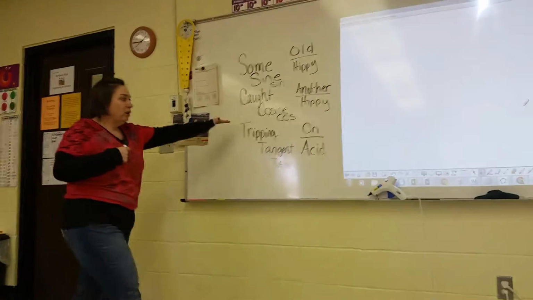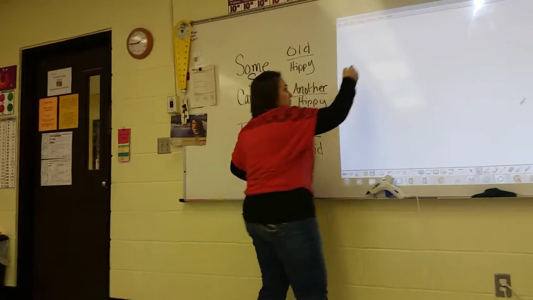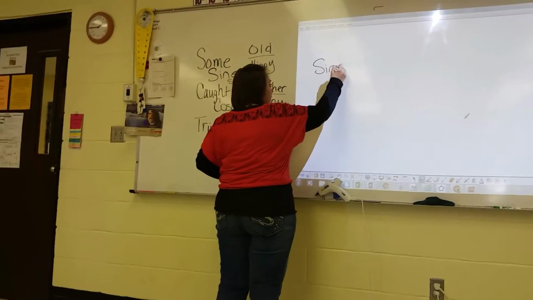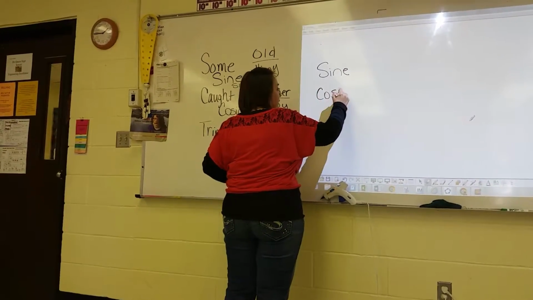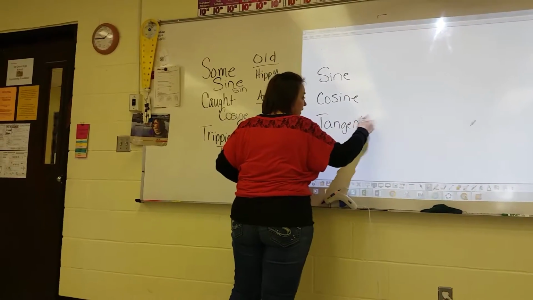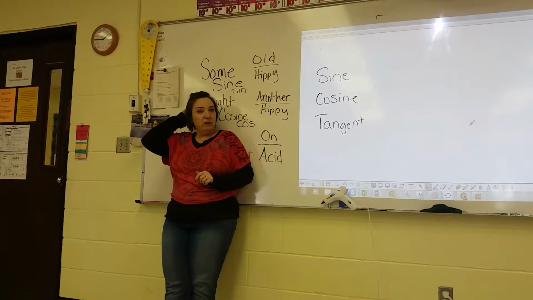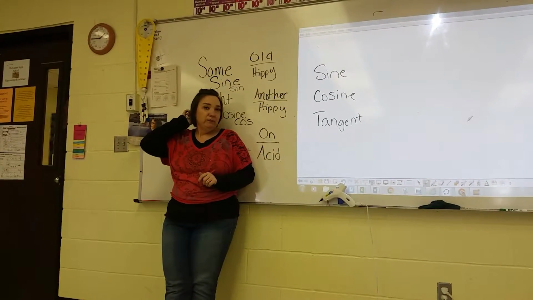Now, sine, cosine, and tangent, they're all trig functions. Sine, cosine, and tangent are 3 of the 6 trig functions. There are 3 more that we're not going to learn about. Okay? We've got 3 trig functions right here.